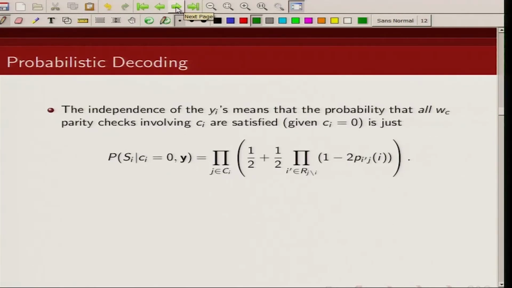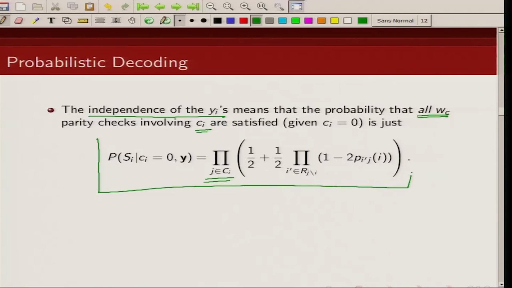And this should hold for all parity check equations involving Ci. So, this should hold for all WC parity check sets where this particular bit Ci is participating. So, that is why, assuming that the Yi's are independent, I can then write the probability as a product over all such parity check equations where this is involved. So, I can write down the probability that my parity check set constraint is satisfied given Ci is 0 is given by this expression.